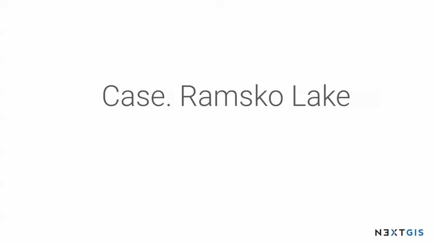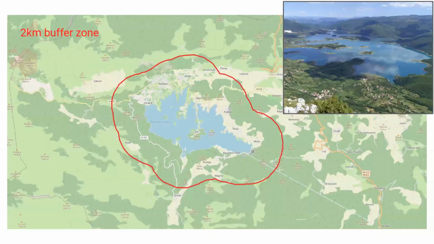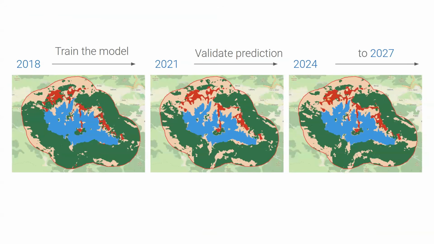Okay, let's move forward and practice. Our training case for today is Ramsko Lake or Ramsko Jezero, located in Bosnia and Herzegovina. A really beautiful place. I love it. This case is a little bit tricky, and I chose it for a reason to show how careful you should be when modeling land cover change. Our purpose is to train a model based on land cover data for 2018 and 2021, then make prediction for 2024, validate it using the real data for 2024, which we have, and then make another prediction to 2027, for example.